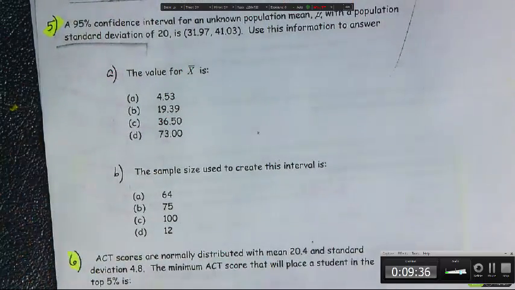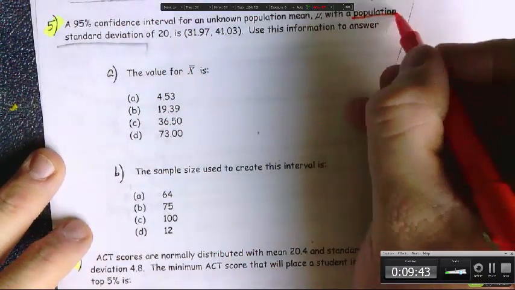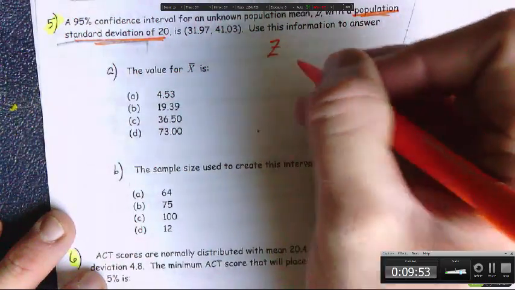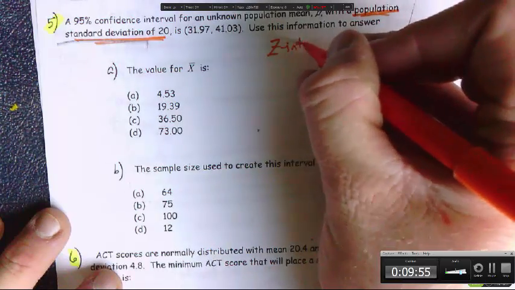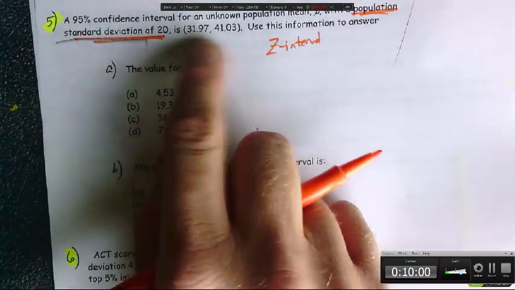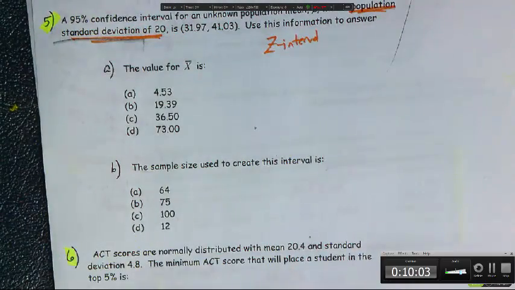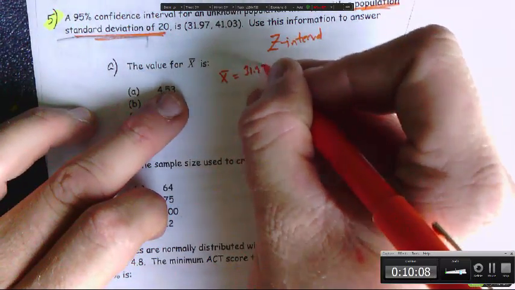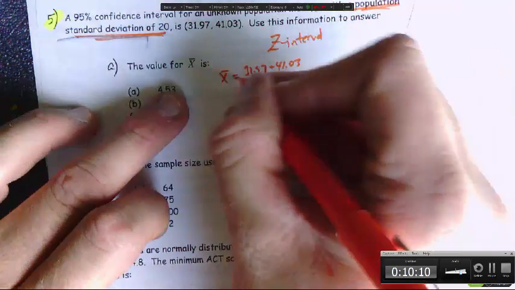A 95% confidence interval for unknown population mean with a population standard deviation. Guys, this right here, population standard deviation, tells you that the interval is created around a Z interval. That tells you it's a Z interval because it tells you the population standard deviation. And in any kind of interval, the sample mean is always in the middle.